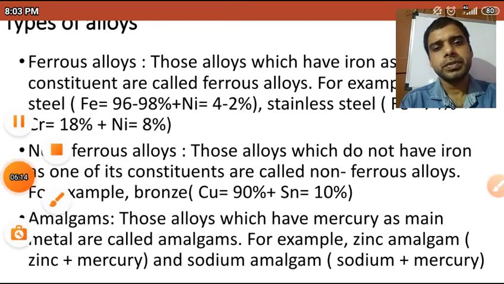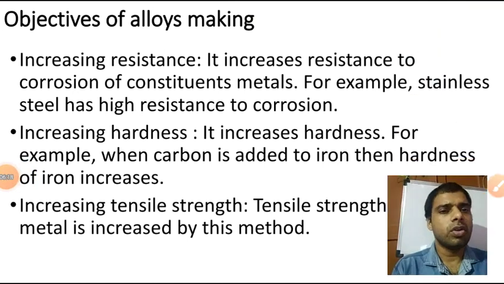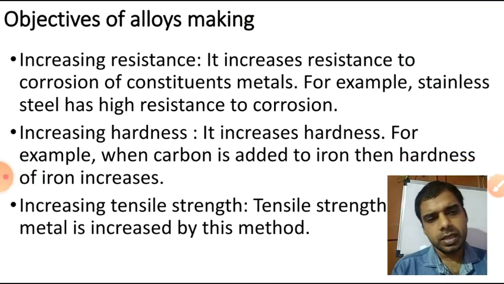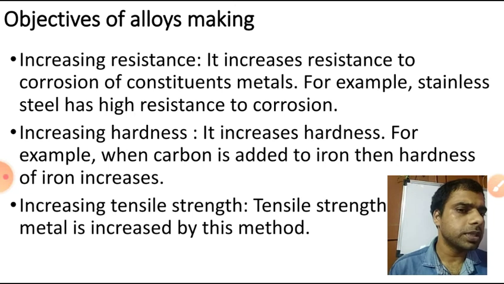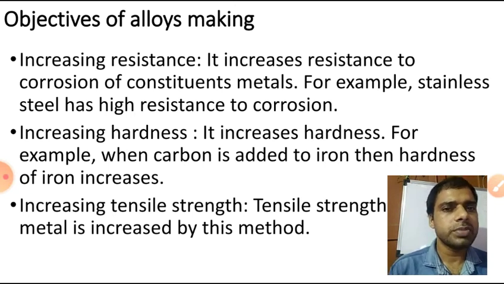Now next we will see, what are the objectives of alloy making? I have discussed in the previous class why we are making the alloys: to enhance the property. Here you can see the objective of alloy making is increasing resistance. It increases resistance to corrosion of constituent metals.